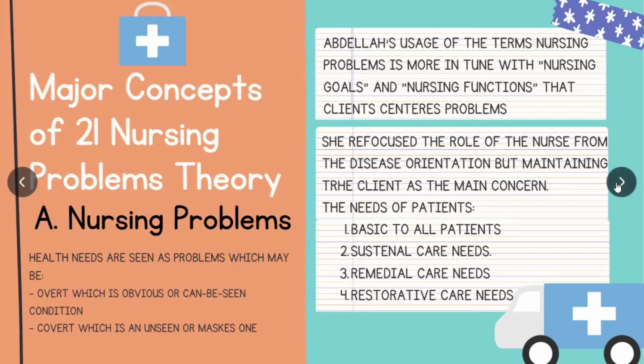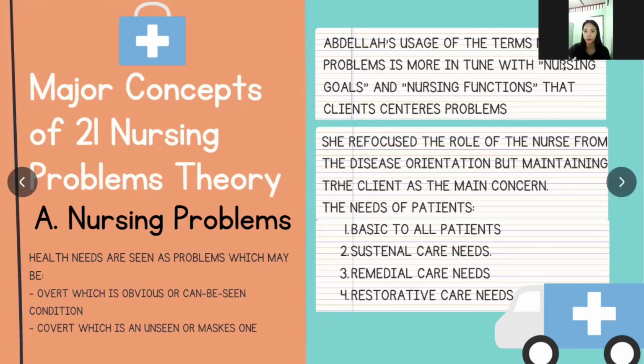Sustenal care needs, remedial care needs, restorative care needs. So as a nurse, we need to provide the needs of our patient. The first one is basic to all patients. Let us provide the right care they need. Second, sustenal care needs. We need to maintain the care that they need. Remedial care needs: we need to provide action to our patient so that in case of any problem we are there to support them. Last is restorative care needs. We have to fix and check if they're okay or comfortable and always check our patient.